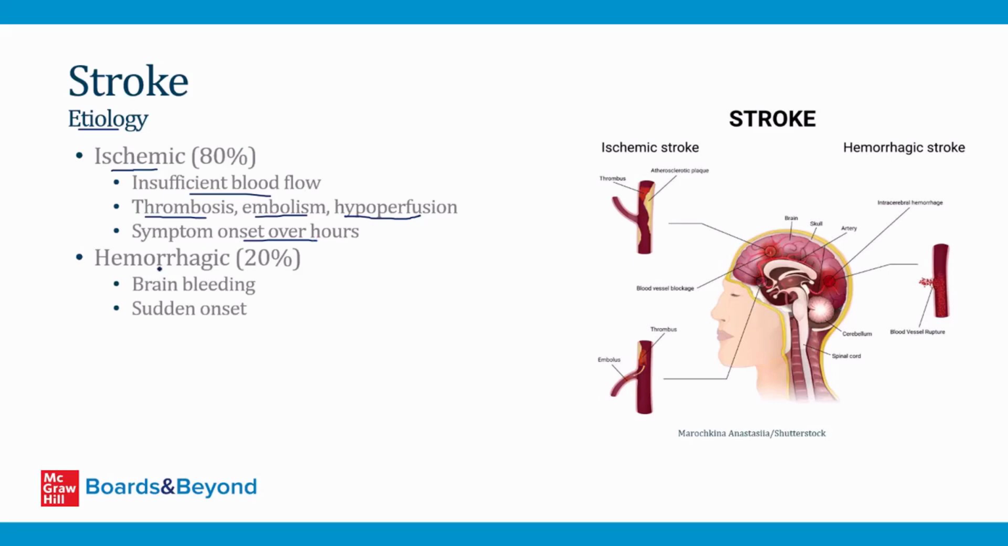About 20% of the time, however, strokes are hemorrhagic. This means there's bleeding into the brain. And these strokes tend to have a more sudden onset, so patients can go from completely normal to very abnormal over the course of just a few seconds or a minute, and that's at the time when the bleeding develops.